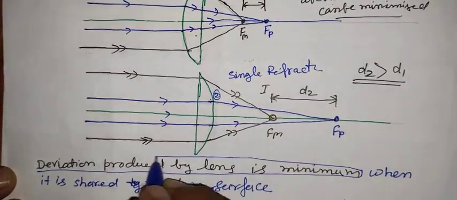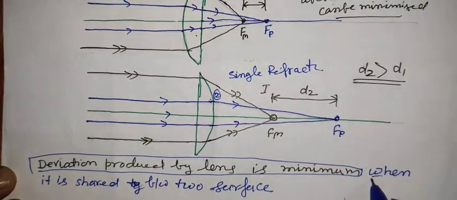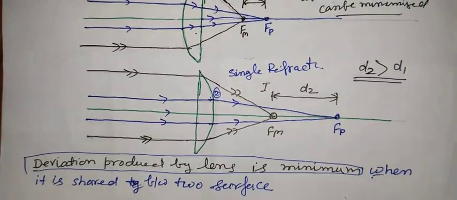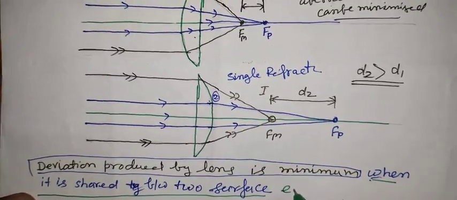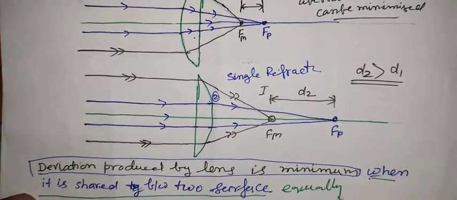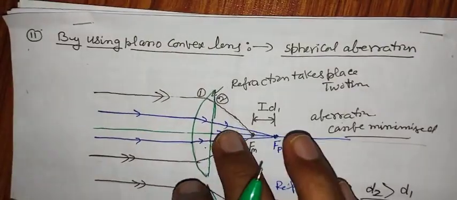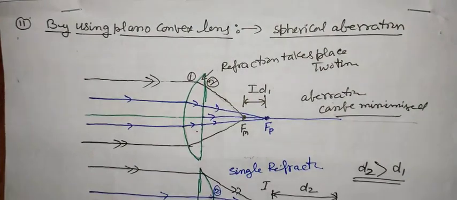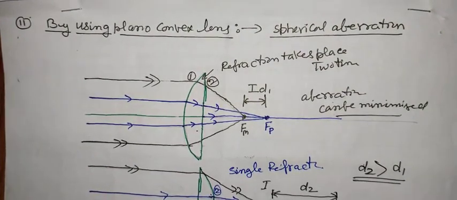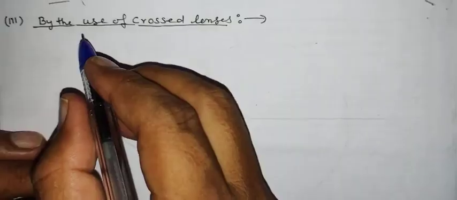In which case is it a minimum? See, when the deviation is shared by the two surfaces equally, like the first case. So this is the second way through which the spherical aberration can be minimized. Now we are going to see the third process.